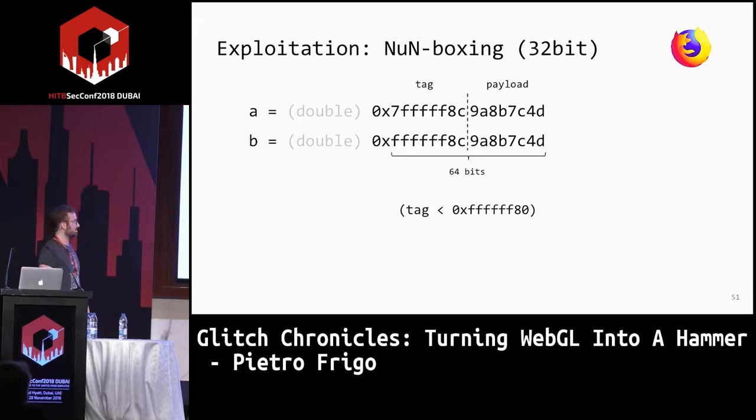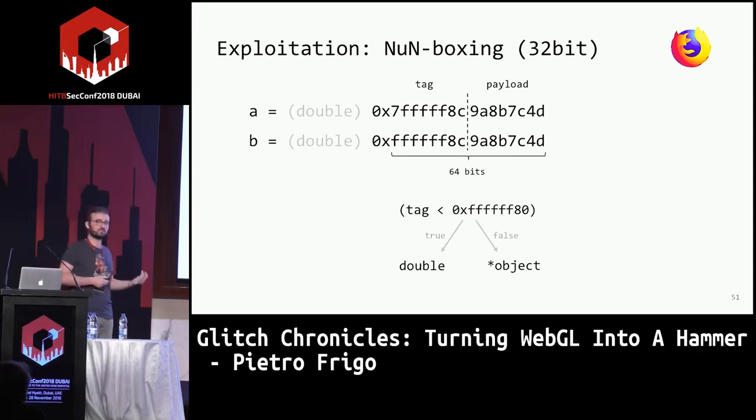Now, if the tag is less than a specific threshold value, the whole 64 bits will be used as a double value, so that will all be considered a number. Otherwise, if the tag is higher than that value, this is going to be considered a pointer to an object. By changing the tag, you can change the type of object. So you may have a string that has a specific tag, then a function that has a different tag, Boolean as well, and so on.